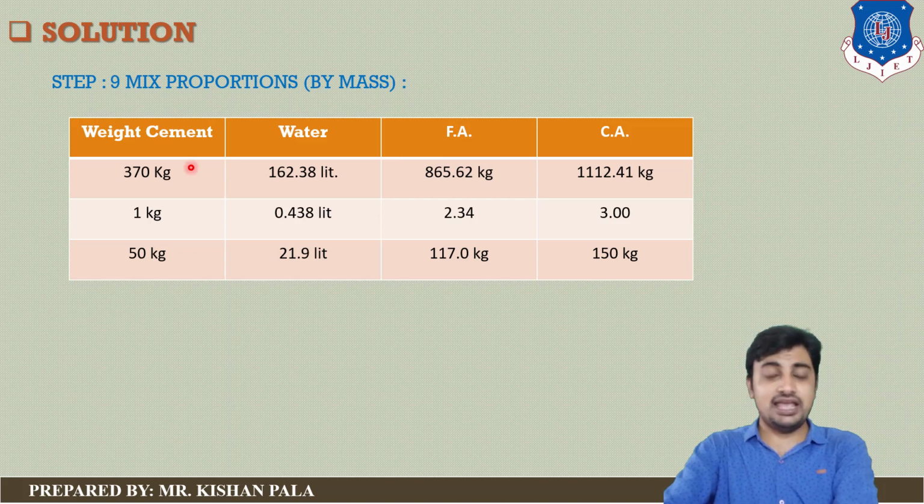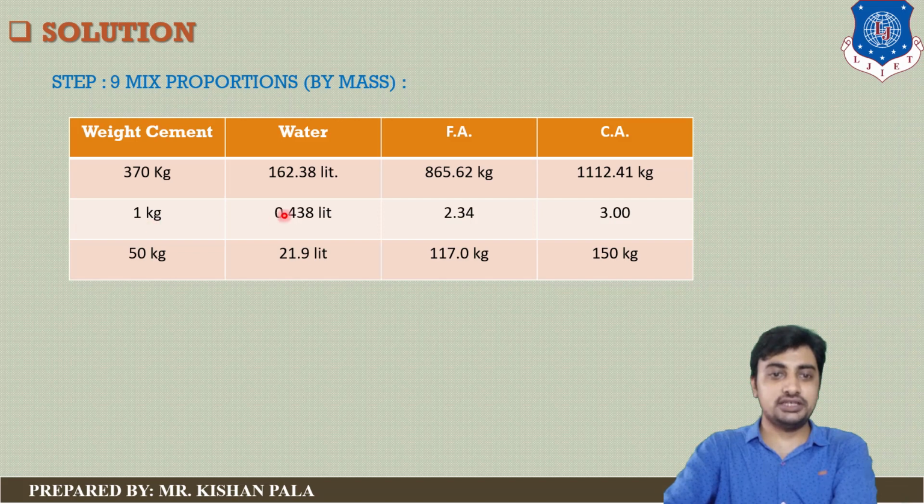Our last step is to finalize the mix proportion by weight. Here, as per the previous data, we have used 370 kg of cement, 162.38 liter of the water mass after the correction, fine aggregate 865.62 kg, and coarse aggregate 1112.14 kg. So we can calculate this proportion based on 1 kg of cement.